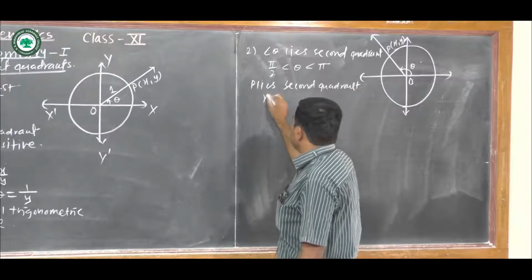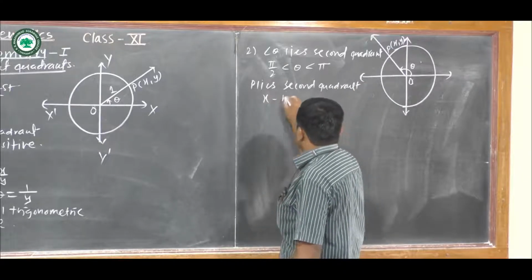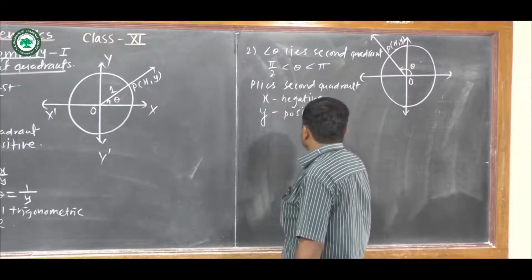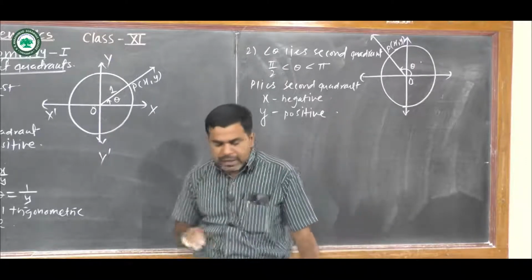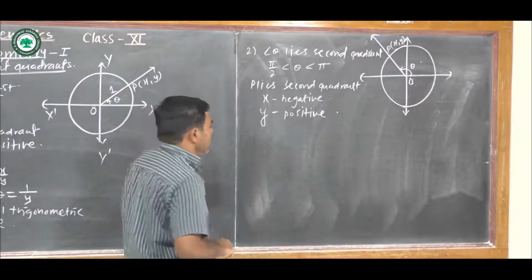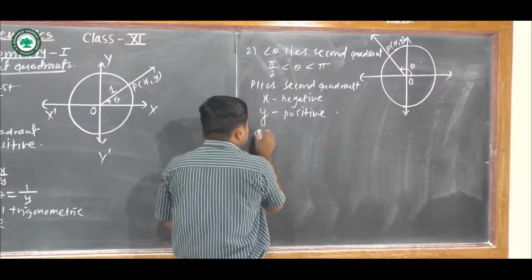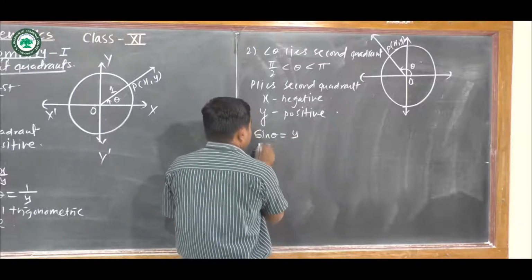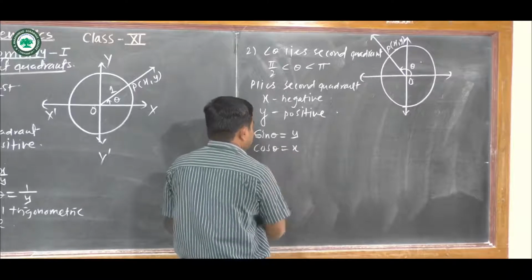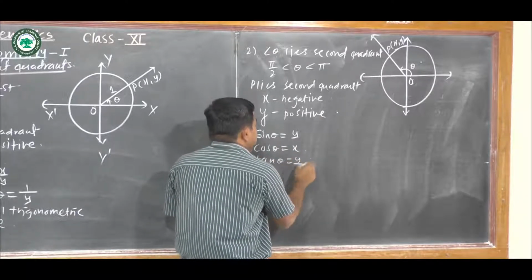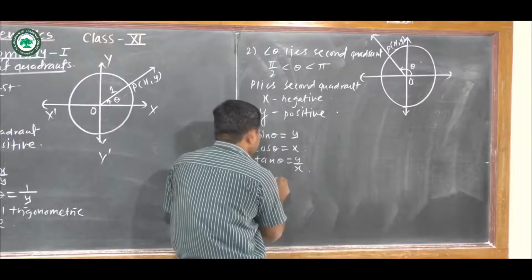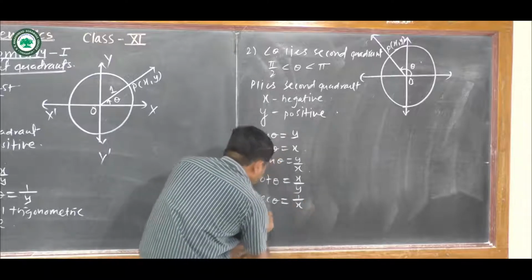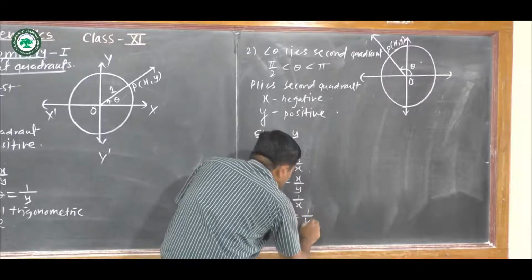So therefore in second quadrant x is negative and y is positive. So we know that sin theta is equal to y, cos theta is equal to x, tan theta is equal to y by x, cot theta is equal to x upon y, sec theta is equal to 1 upon x, and cosec theta is equal to 1 upon y.